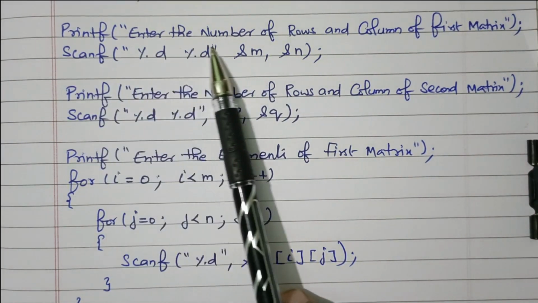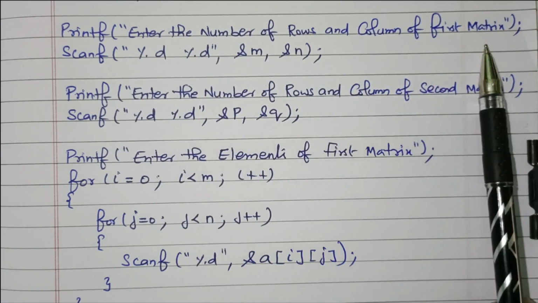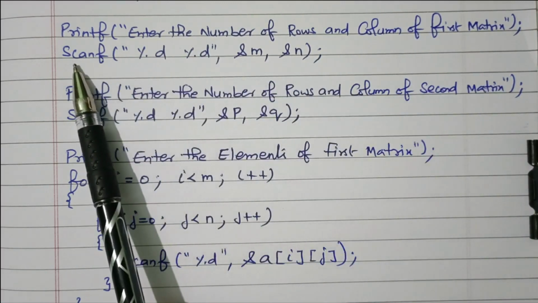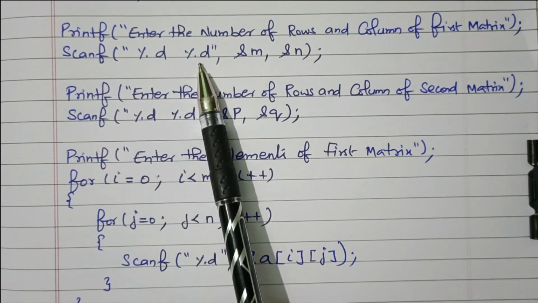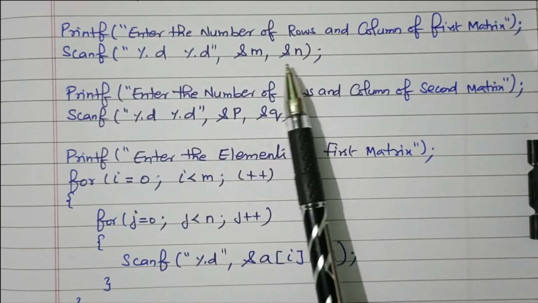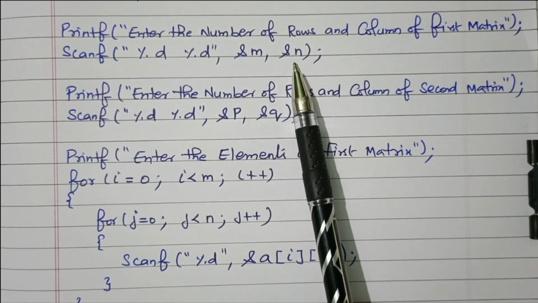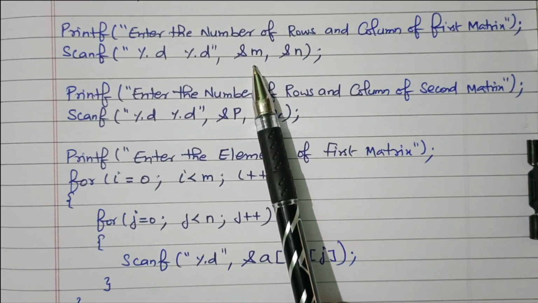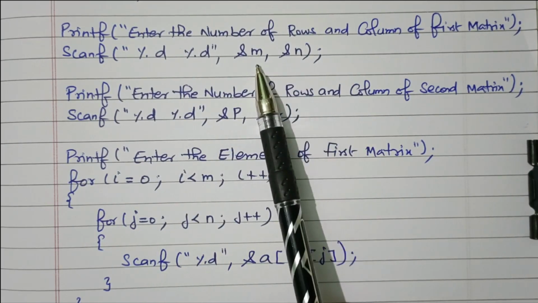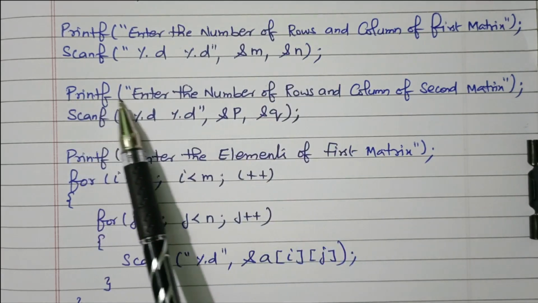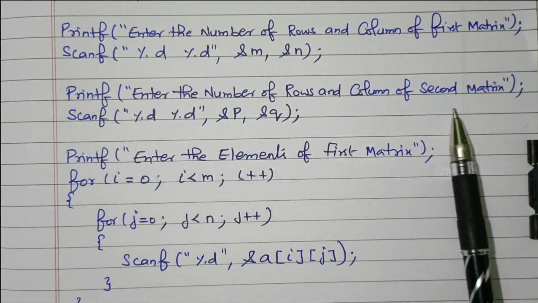Printf, enter the number of rows and columns of first matrix. So the user will enter two values. That is read by scanf %d %d. This refers to the integer type, and &M and &N, the address of M and address of N, right? So the two values the user enters are stored in M and N, that is the row size and column size of the first matrix. Then printf, enter the number of rows and columns of second matrix.